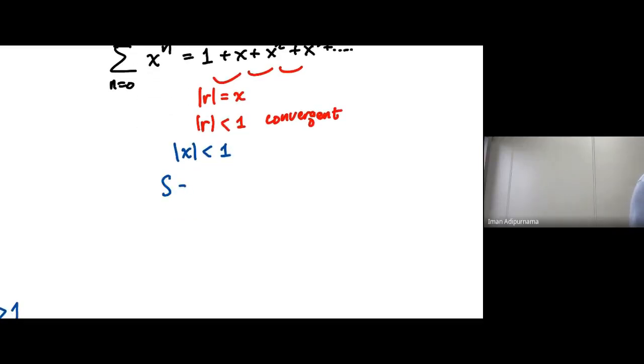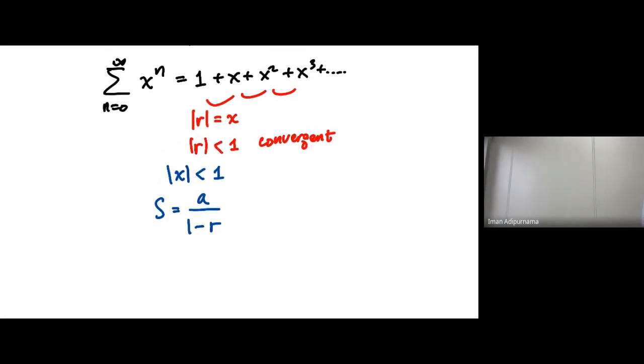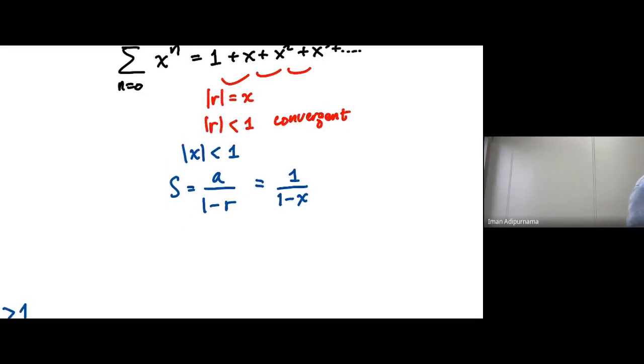And we can compute the S, right? The sum of all the values, which is a divided by 1 minus r. So in this case, with x to the power of n, a is 1. So as a conclusion, we can write 1 over 1 minus x as a representation of this total geometric series, as long as x is less than 1. We can rewrite all this expansion with only 1 over 1 minus x, with x less than 1 to be convergent. So we can write this total expansion into just the sum.